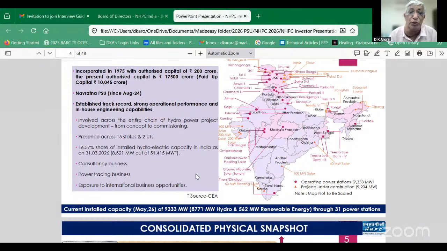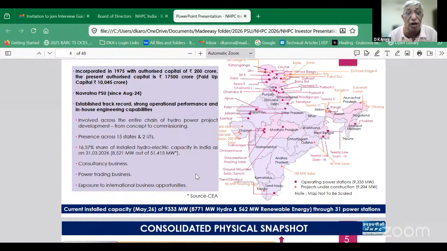NHPC as an organization was incorporated in the year 1975, as mentioned in this particular sheet. It's a Navratna PSU. It got the Navratna status in August 24. It's been 2 years now almost, right? Has its presence across 15 states and 2 union territories. Obviously, the union territories that we are talking about are Jammu Kashmir and Ladakh, right?